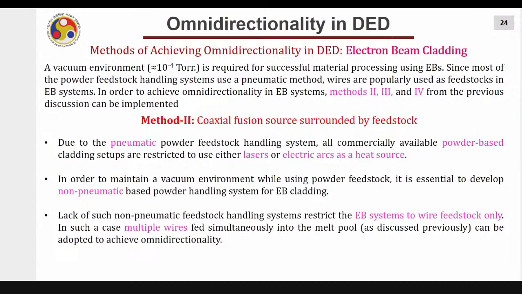The only thing you can do in an EB system is use multiple wires, and you know the reason. If you use multiple wires, 120 degrees apart, and you feed them simultaneously into the molten pool, it will approximately make a cone, and due to the cone of VF, the angle between VF, VS, and VD will remain maintained.